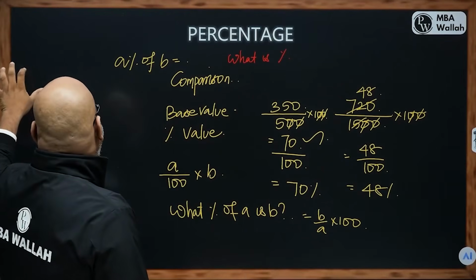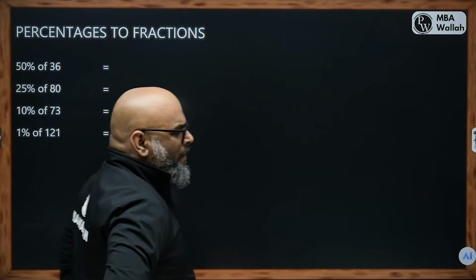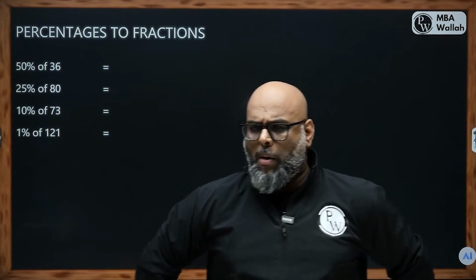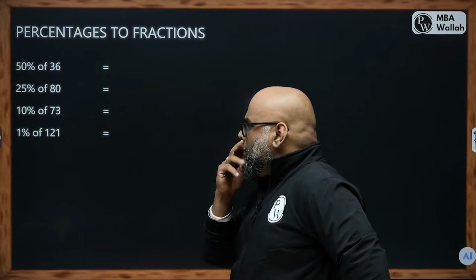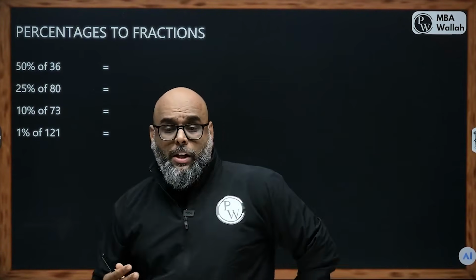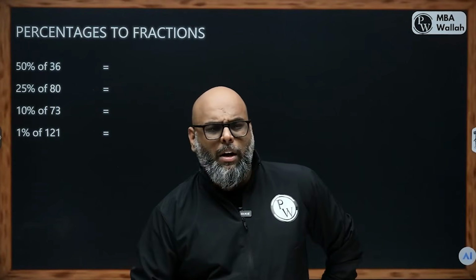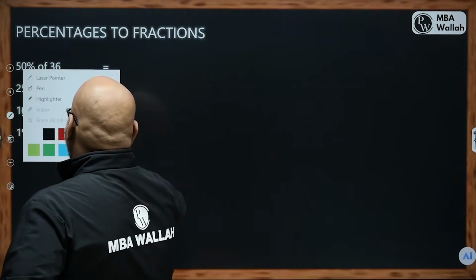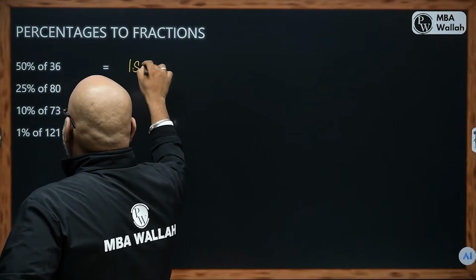So this is fine. If I give you some numbers and ask you to find the value, we wouldn't have a lot of trouble doing it, right? For instance, if the question is 50% of 36, you look at the number and then you will spontaneously say, hey, the answer will have to be 18, right?